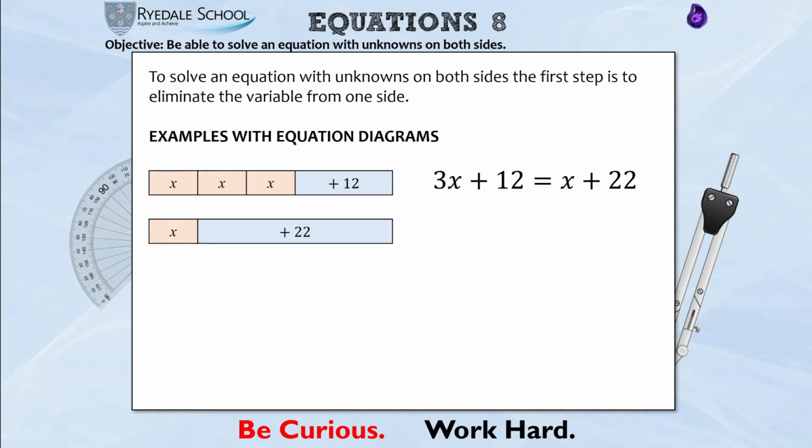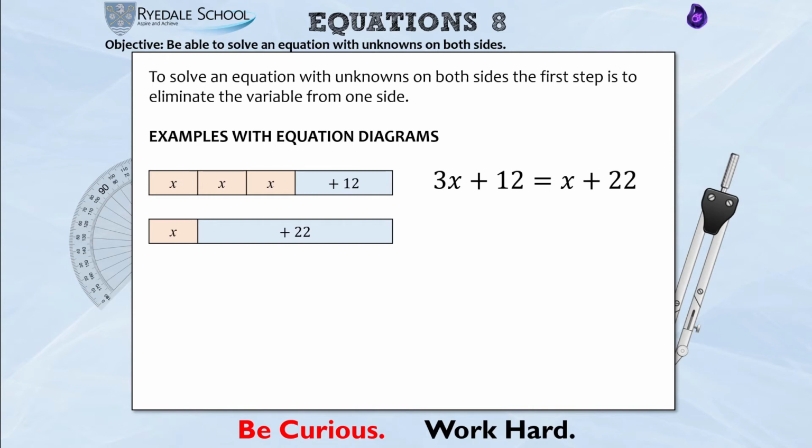So I hope you've managed to print out a copy of the sheet. If you've not managed to do so, there are a few equation diagrams to draw today. We are going to introduce this concept with equation diagrams, but after a couple of examples, I'm hoping we can move away from needing a diagram. So our title is Equations 8. Our objective is be able to solve an equation with unknowns on both sides.